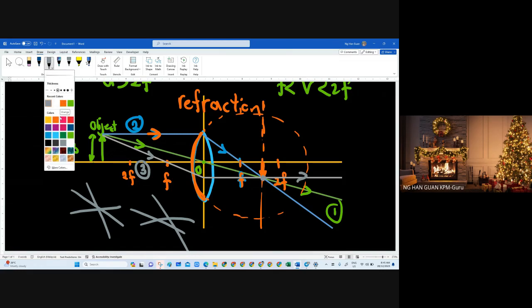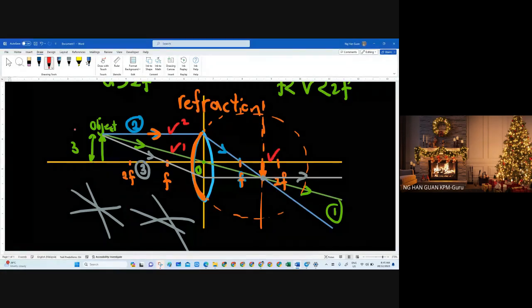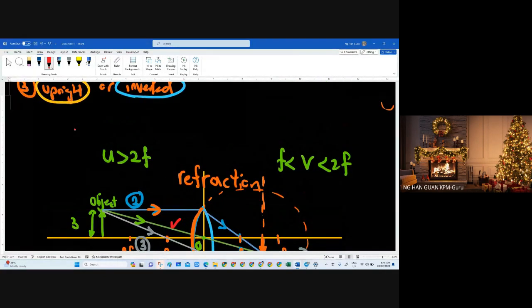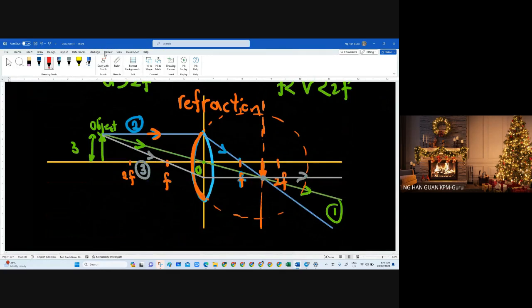Where do you get the three marks? Mark one is for any one line that you draw. The second line you draw is mark two, and the third line is mark three. Okay. Then the third mark is given for showing the image. That's all, there are no extra marks. All right, so this is how we form the image.